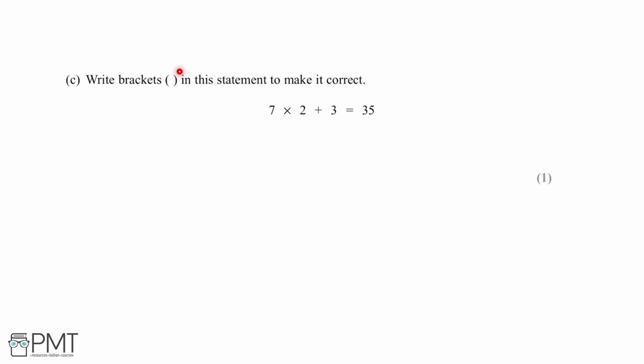However, when we write in brackets, this means whatever is inside the brackets will be done before the multiplication. And if the number which we're multiplying the brackets by will be 7, 7 multiplied by 5 gives us 35. So therefore, in order to make this statement correct, we can put brackets around the 2 plus 3, and this means we'll do the 2 plus 3 equals 5 before we'll multiply it by 7. And this question's worth 1 mark, and this is for the correct answer.